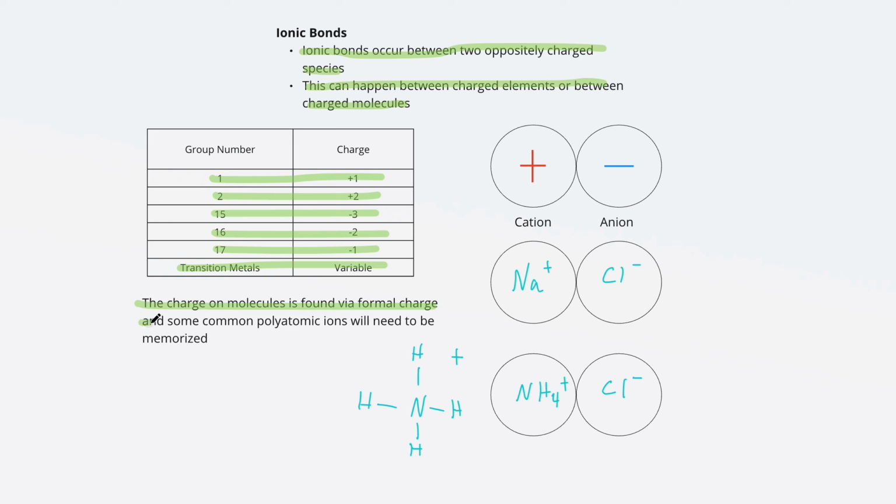But anytime you have a polyatomic ion, which is when you have something like NH4 where there's multiple atoms in the molecule and then the molecule itself has a charge, you can find that formal charge through using the Lewis structure. But then there's also just some polyatomic ions that you're just going to need to have memorized, and we'll go over those in a future video over solubility. But just know that sometimes you're just going to need to have these memorized, and then other times you can find the charge through looking at the Lewis structure, and both of those will be in future videos.